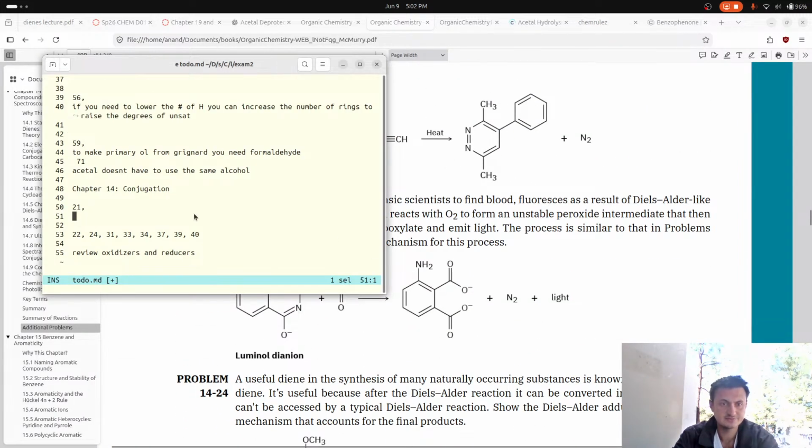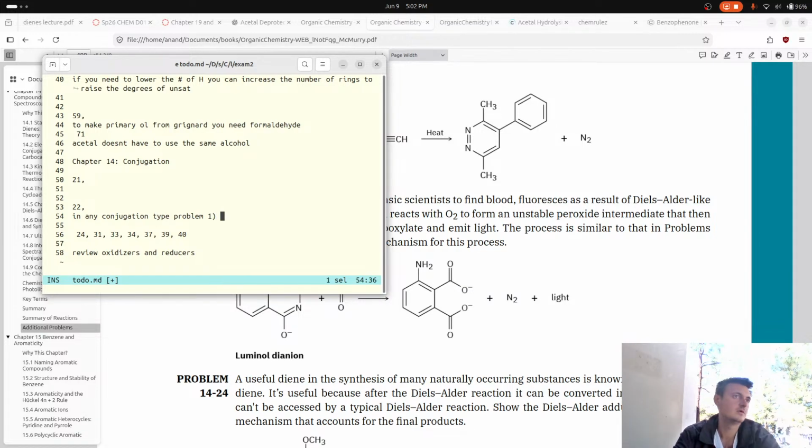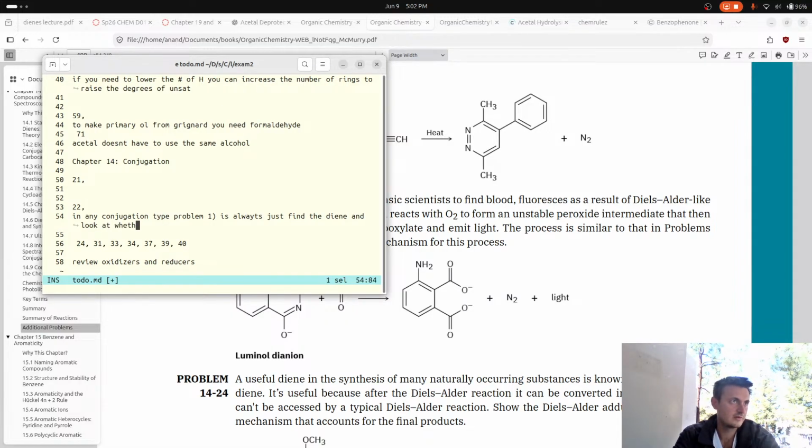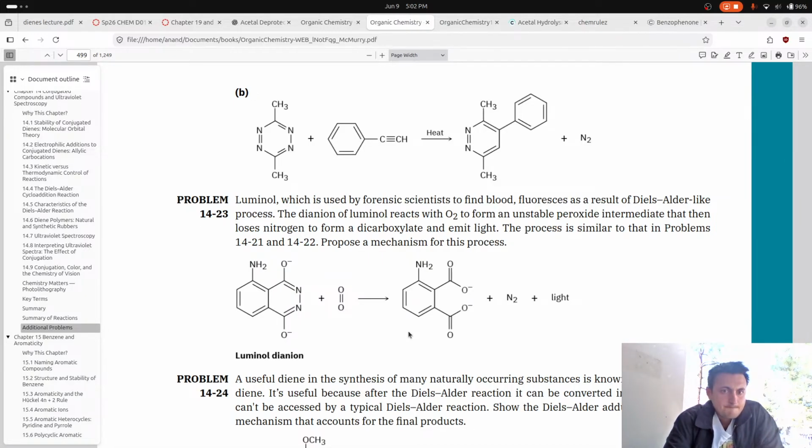Dude, how many of these do we have to do? Okay. In any conjugation, always just find the diene and look at whether Diels-Alder. Okay, 40.